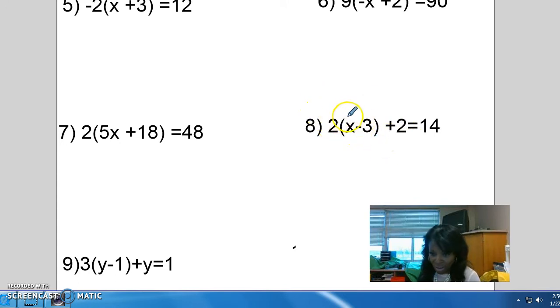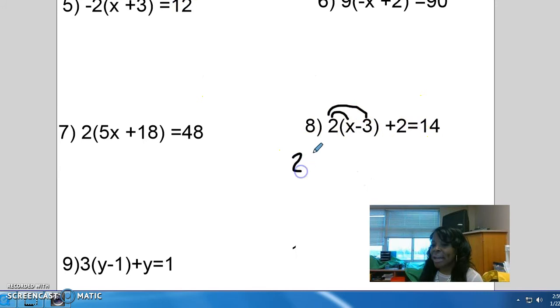We have 2 sets of x minus 3, and then we have this positive 2 hanging out by itself. This 2 on the outside of the parentheses is only related to the numbers inside the parentheses. Some of you have been multiplying this 2 over here. That's incorrect. So 2 sets of x minus 3.